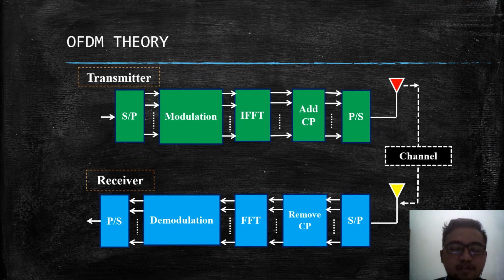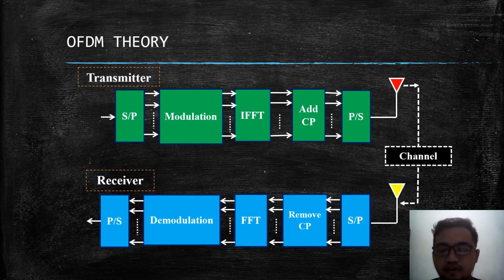In OFDM theory, the binary data enters the serial to parallel block to convert from serial input to parallel output. Next, the data enters the modulation block so it can be modulated with the chosen modulation. For this final project, I choose QAM. Then the data continues to the IFFT block. It converts from frequency domain to time domain. Next, the data is added with CP or cyclic prefix to prevent intersymbol interference. Next, the data enters the parallel to serial block to convert back to serial output before being transmitted to the receiver.